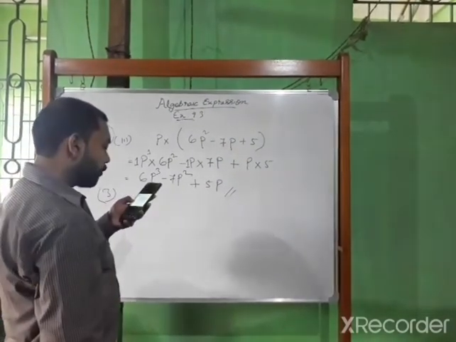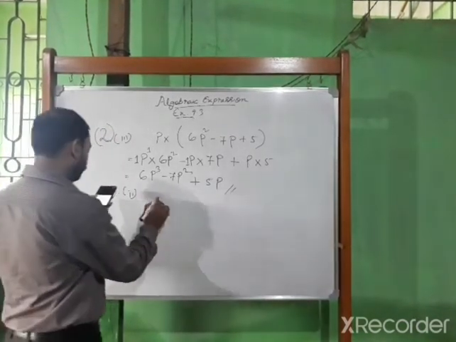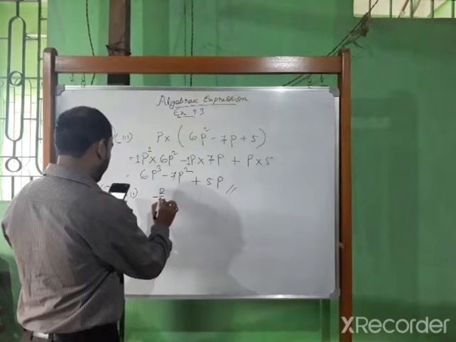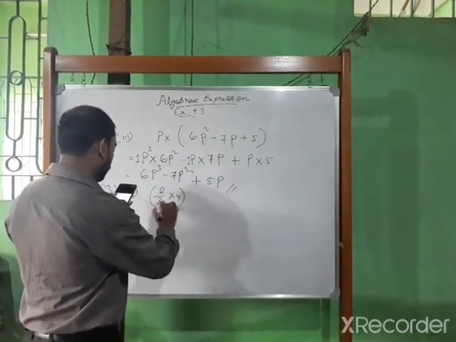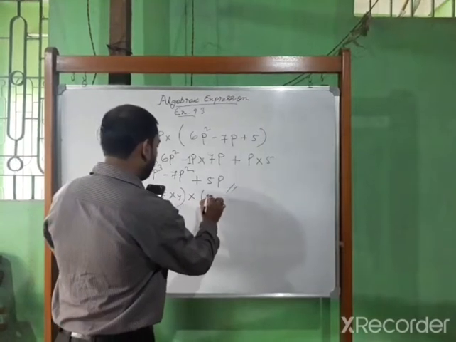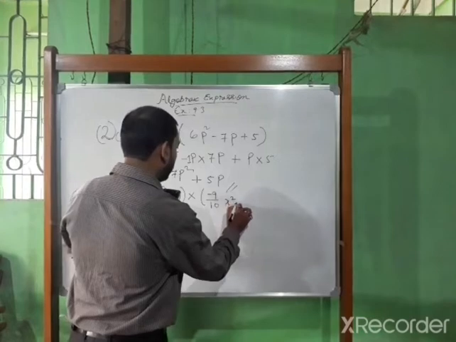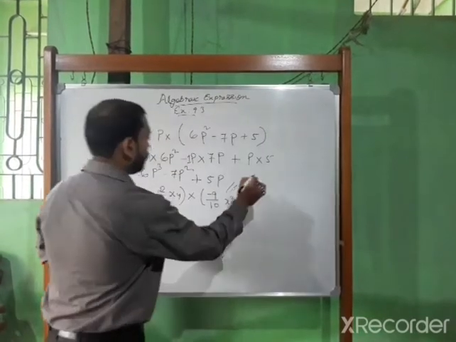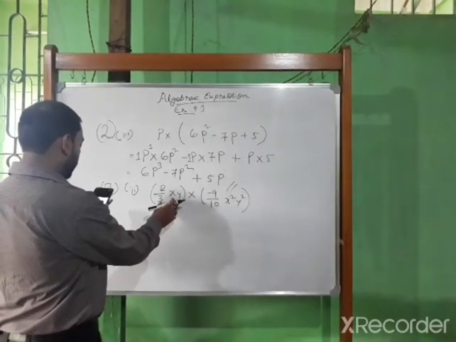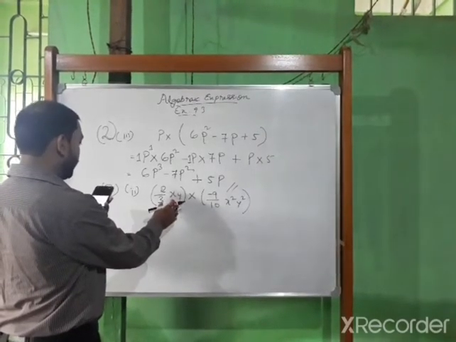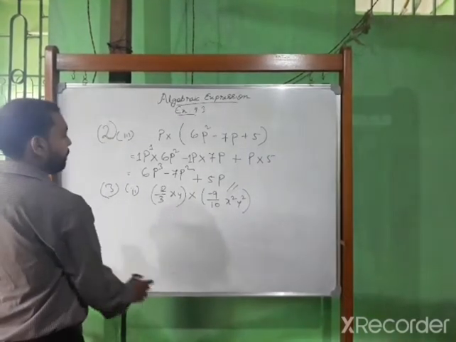Let me take question number 3, part 2. So 2 by 3 xy into minus 9 by 10 x square y square. Now you can see this is the expression given. This is a monomial, and this is again a monomial. So how can we multiply?